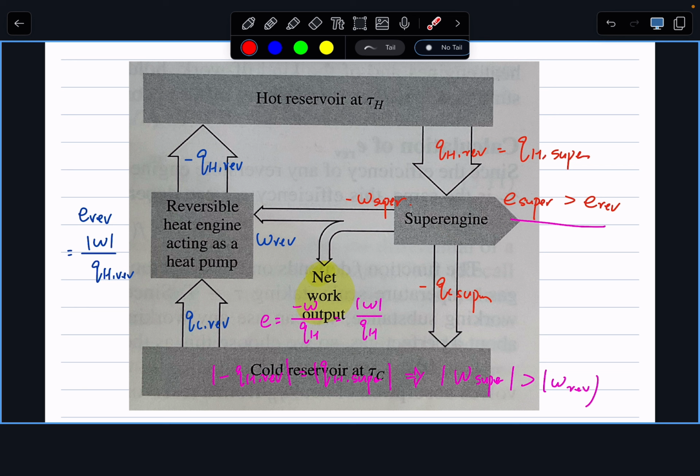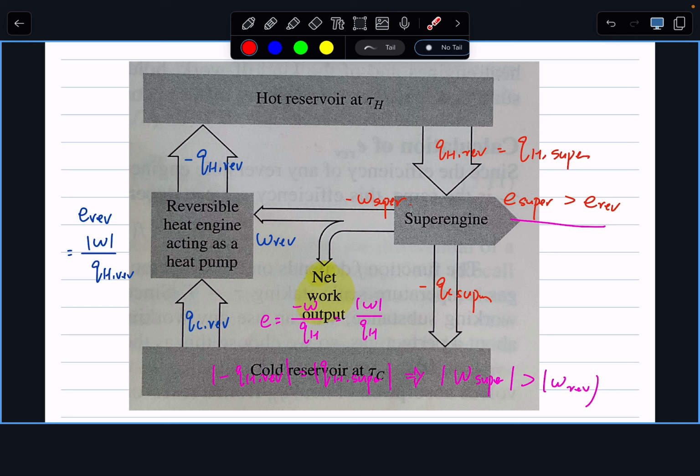You can only set one of them to be equal to each other. So in this case, we're setting the top one to be equal. So basically, you're controlling the amount of heat flow into the hot reservoir and the amount of heat going out from the hot reservoir to be equal to each other. Oh, and the reason why you can do that and get different results is because one of them is more efficient than the other, right?